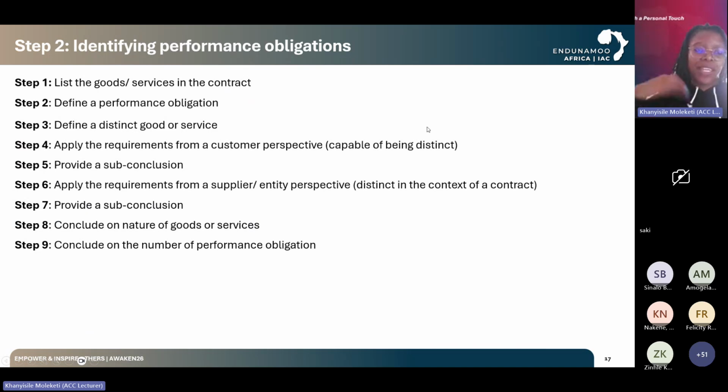So can the customer benefit from the resource on its own or with other readily available resources. That's step 4. And at step 6, the supplier entity perspective is distinct in the context of a contract. So it's the integration, modifying each other, or interdependency. So you're 100% correct. You deal with them separately. Conclude here for each item on the capable of being distinct, and then conclude here for each item on the integration, modification, interdependency. Does that make sense, Zinhle?